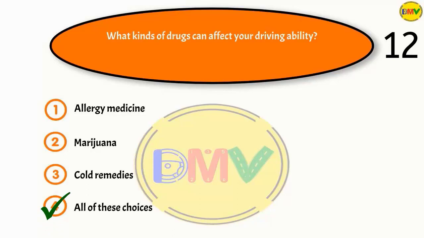The correct answer is 4. Many kinds of drugs can impair your ability to drive. This includes illegal drugs and legal prescription or over-the-counter medications. It can be a criminal offense to drive while impaired by any drug.